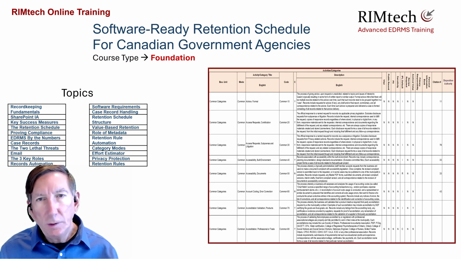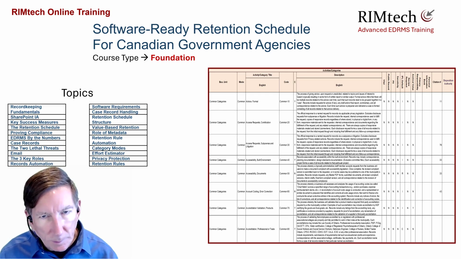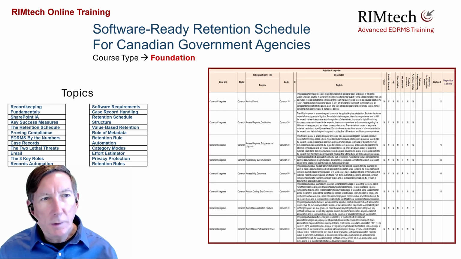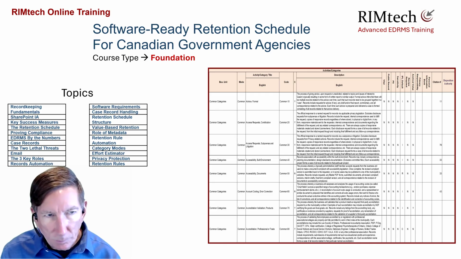Okay? So in order to successfully deploy an EDRMS, we have to automate it fully so that users are not involved in record keeping. So how does that translate to the retention schedule? Well, it means that you have to restructure it, not throw it out, but restructure it. How? Well, there are three ways we're going to have to restructure it.